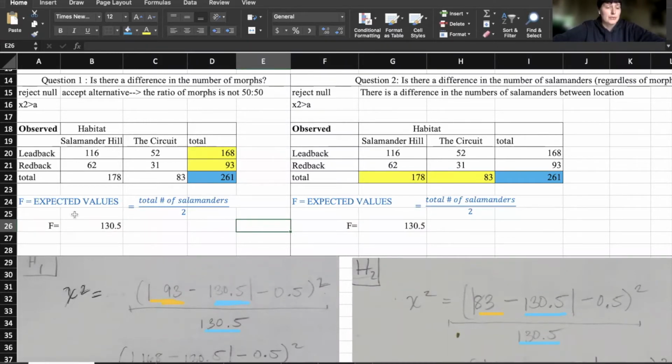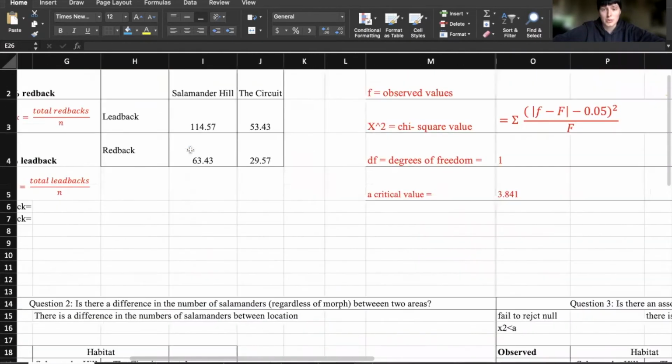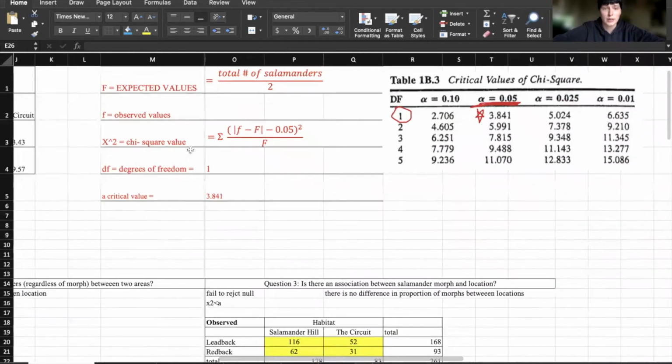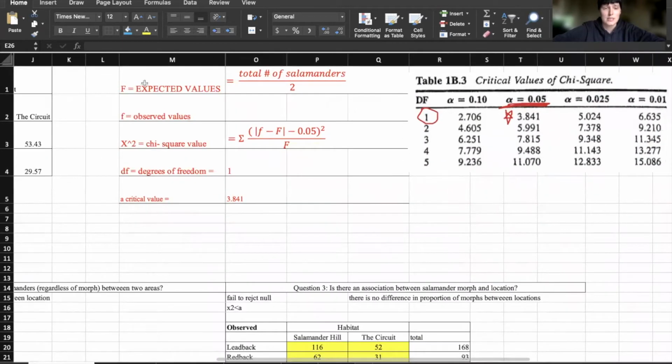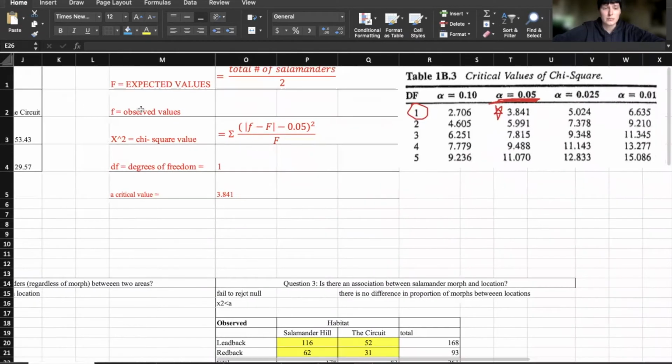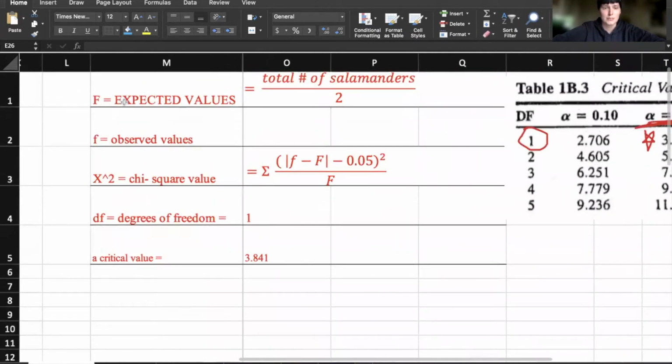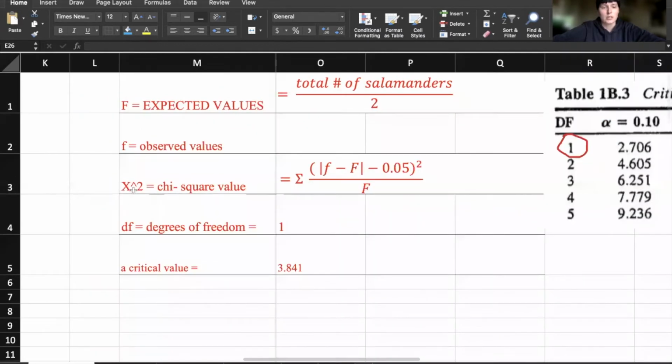The observed values are going to be little f. I'm going to go over here really quick so we can go over some of the stuff for the chi-square. Like I said, big F is the expected values, and little f is the observed values. And then you have your chi-square formula. For this lab, we're going to be using the Yates correction. So it's just this: you're going to subtract 0.5 from your absolute value of observed minus expected in the numerator.